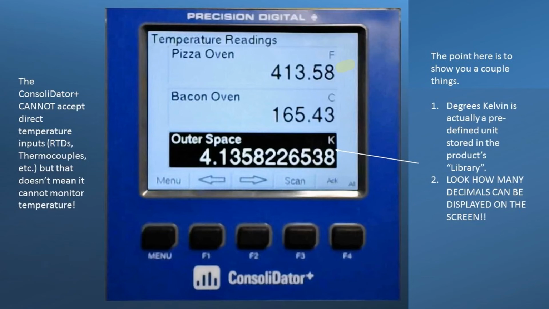So I'm not sure of the exact number, but with outer space, the temperature is around 4 Kelvin. Could be a little more, could be a little less, but it's around 4 Kelvin when you're outside of any habitable zone of a star. And so that's all I wanted to show you, is just the fact that we can do temperature and the fact that the Kelvin scale is here.